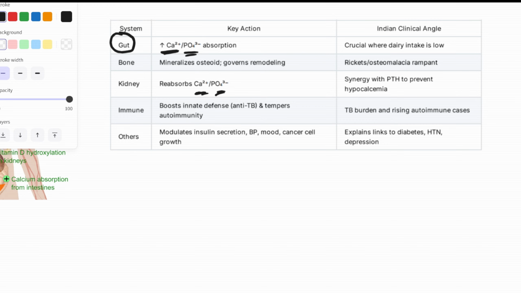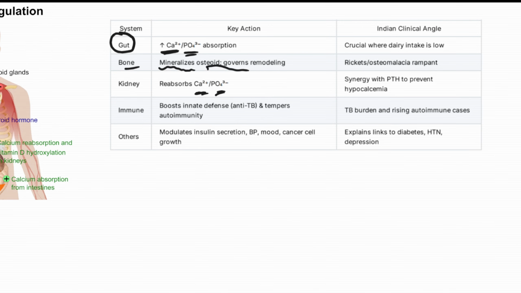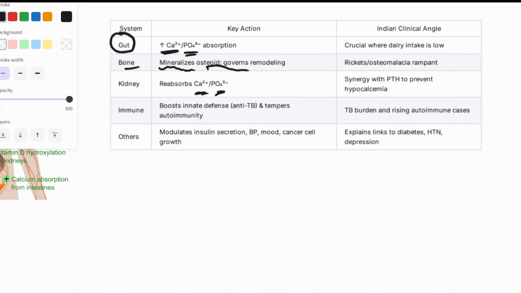In conjunction with PTH, parathyroid hormone, it regulates bone remodeling, which is the continuous process of bone formation by osteoblasts and resorption by osteoclasts. This ensures old damaged bones are replaced by new healthy bones.